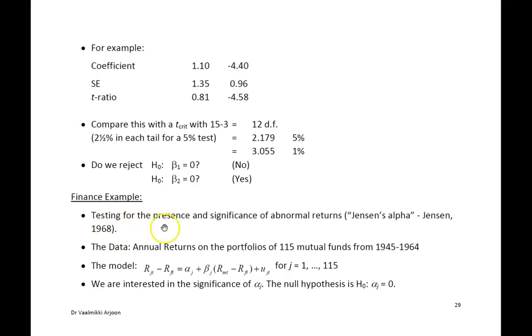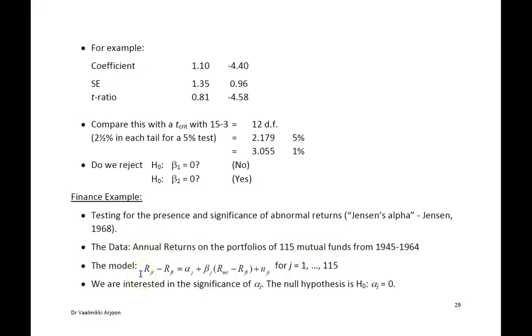Now let's look at a finance example. We want to test for the presence and significance of abnormal returns, the Jensen's alpha, written by a paper. This is something very common in finance. The data is the annual returns on the portfolios of 115 mutual funds from 1945 to 1964. So it's annual data for 115 mutual funds.